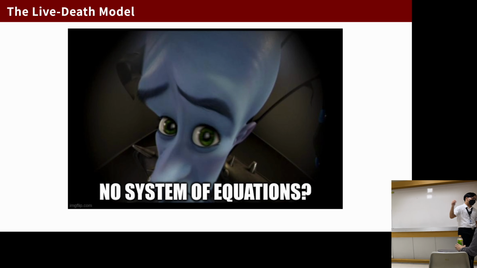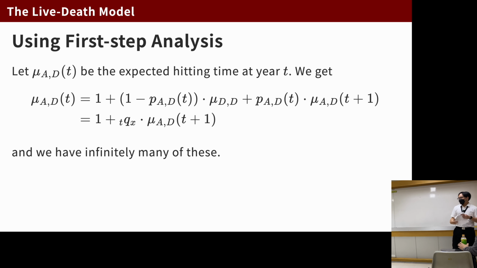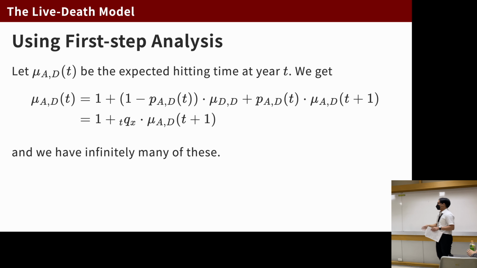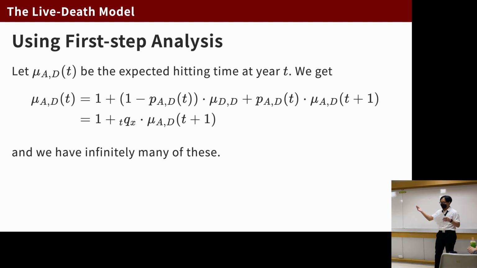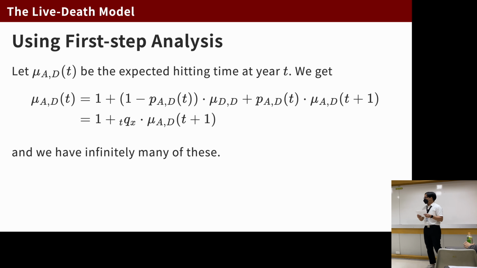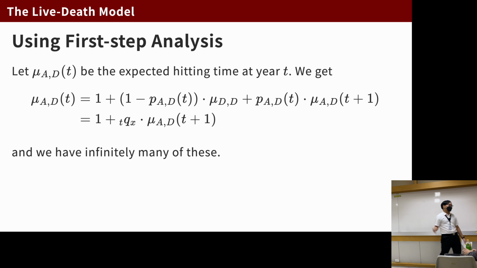And you may be wondering, where is the system of equations? Some of you may have already been spoiled, but anyways, let's try using first step analysis to find the expected time left to live. The problem here is that because the expected hitting time, which is the expected time left to live, is time dependent, we'll end up with infinitely many equations of that form, and I don't know how to solve that, so we're just going to throw that in the bin and use the usual one instead.